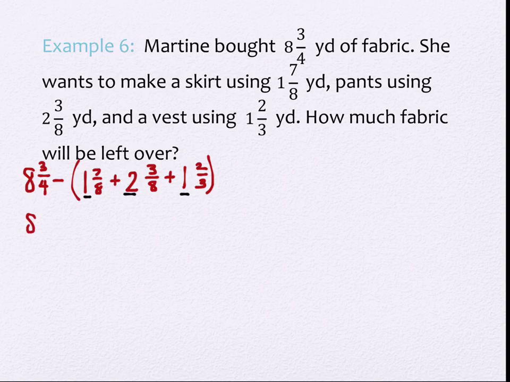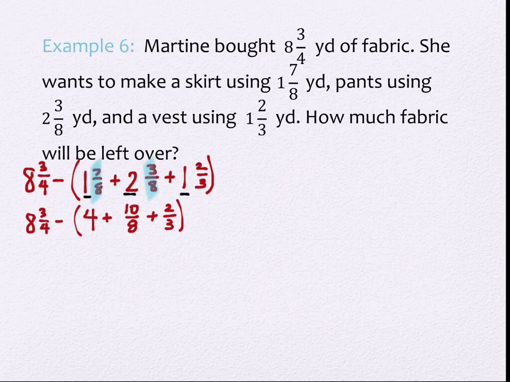So I still have my 8 3/4 out here in front, minus. So what is 1 plus 2 plus 1? 4. Fantastic. And 2 of these fractions are easy to add together. Which 2? 7/8 and 3/8 becomes 10/8. So I'm going to put a plus sign. We've got 10/8 here, and I've got a 2/3 here.